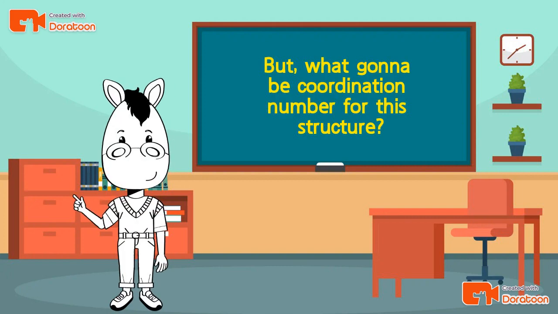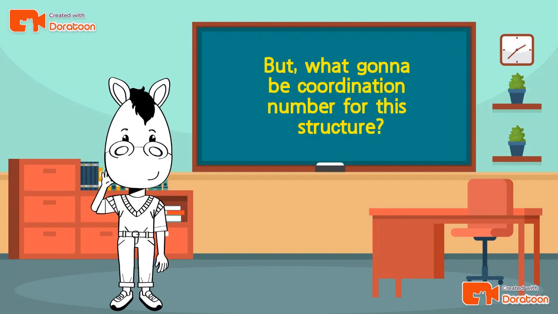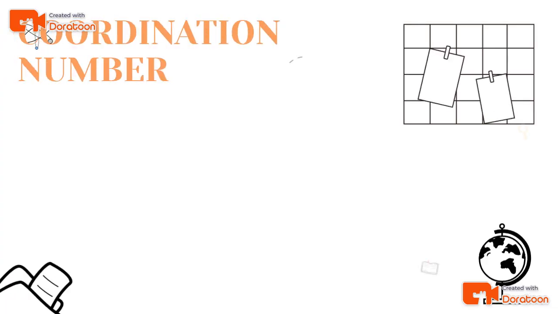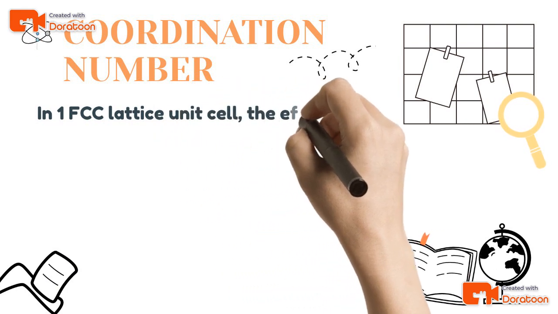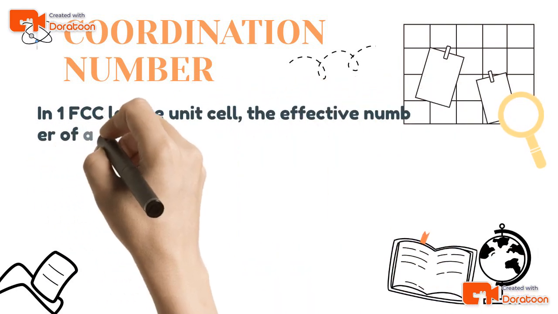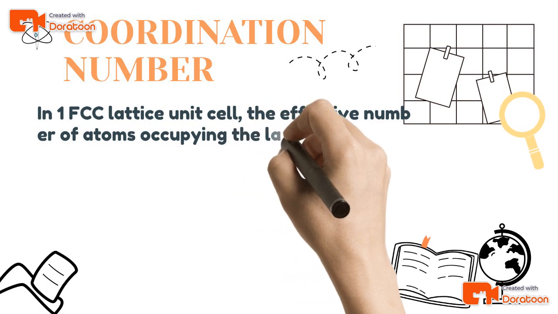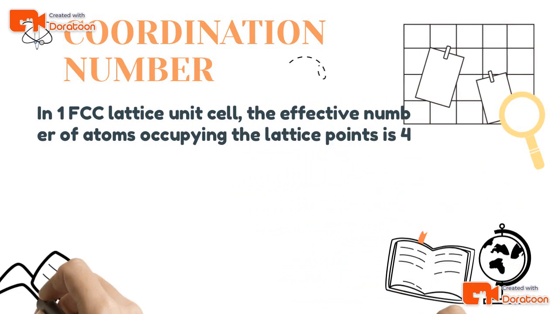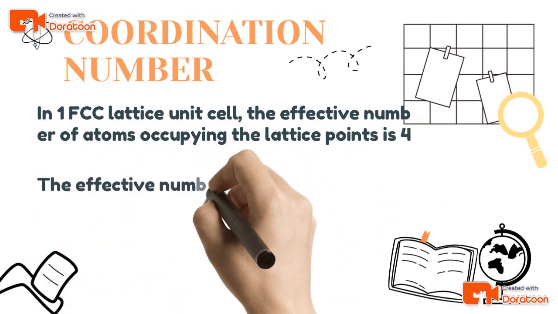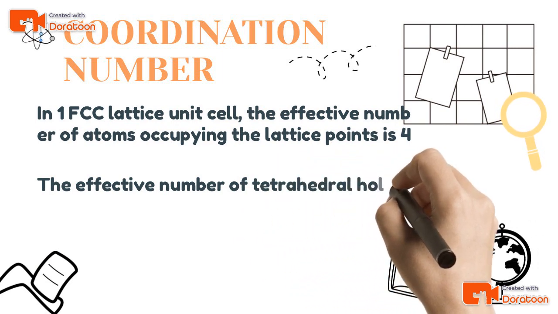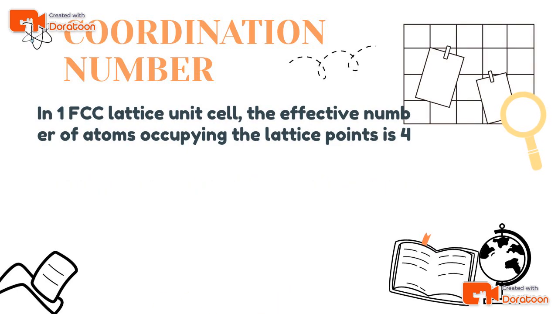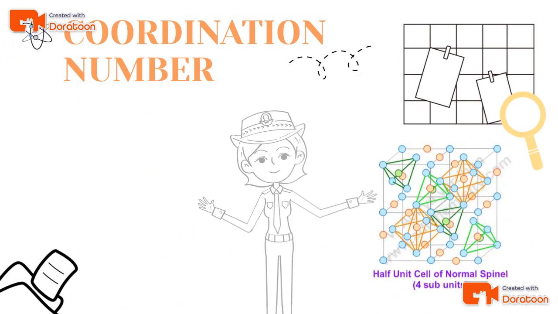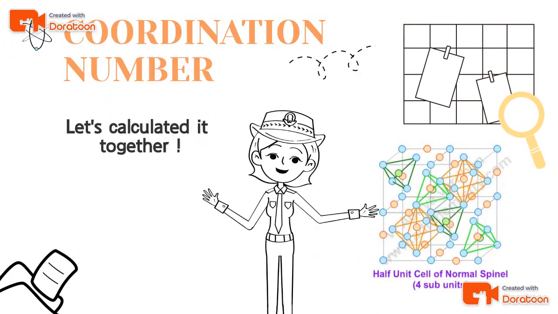But what is going to be the coordination number for this structure? In coordination number, we know that in one FCC lattice unit cell, the effective number of atoms occupying the lattice points is 4. At the same time, the effective number of tetrahedral holes is 8, and that of octahedral holes is 4. Let's calculate it together.